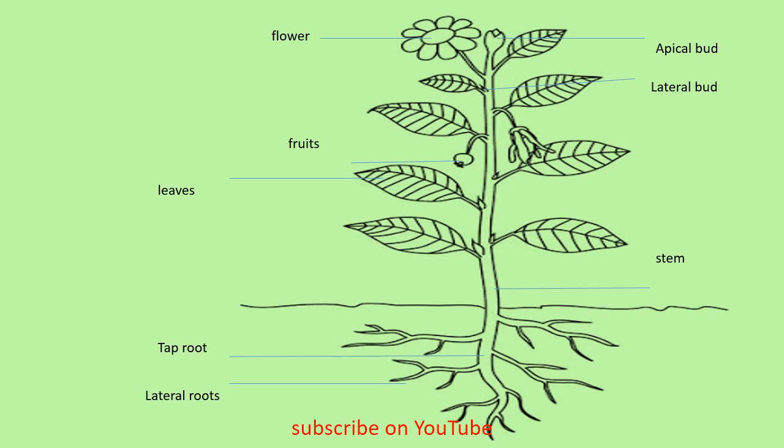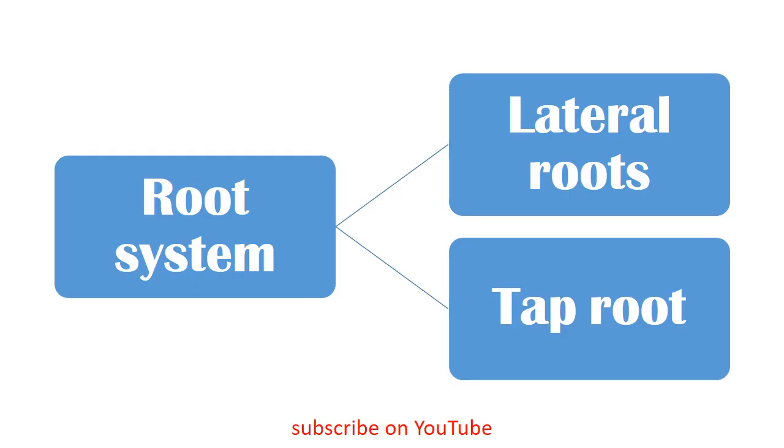Can you see a soil layer here? It is dividing this plant into two parts. Under the soil layer, we call that section the root system. Above the soil layer, we call that section the shoot system. So you can see the root system can be divided into two parts, taproot and lateral roots.